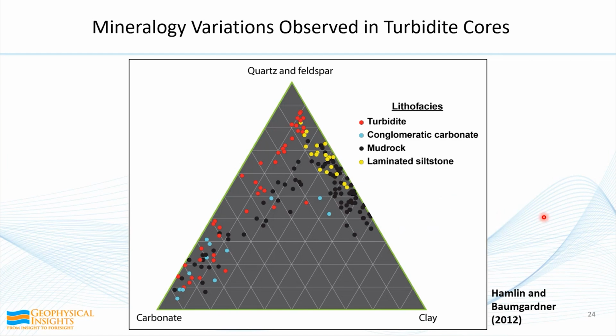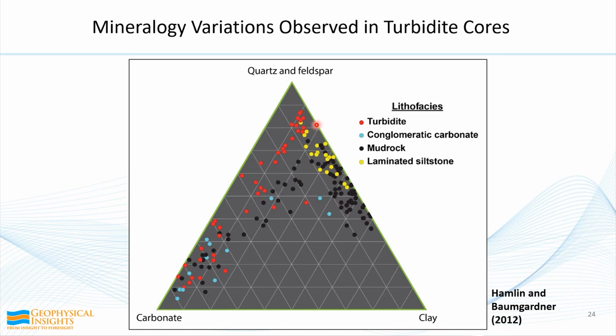I'm going to show you some work that a couple of colleagues of mine at the Bureau of Economic Geology did, Scott Hamlin and Robert Baumgartner. This is very meticulous work. They collected 200 cores through the Wolfberry turbidite systems. We have hundreds and hundreds of those cores in the Bureau core storage facility.